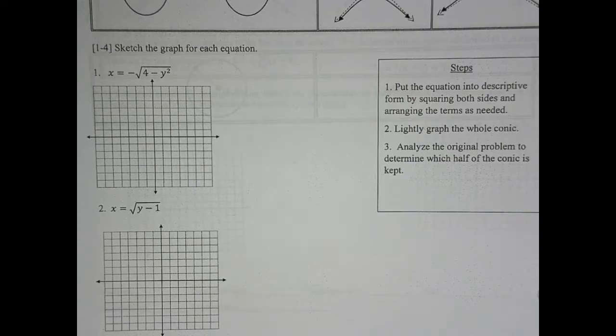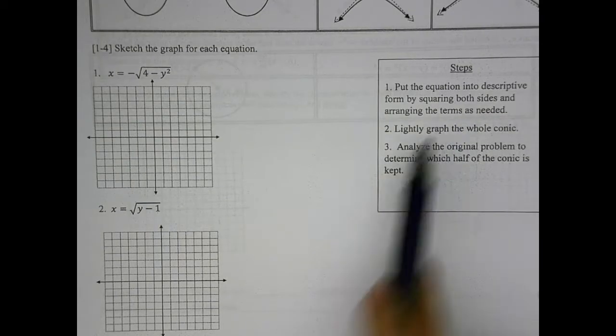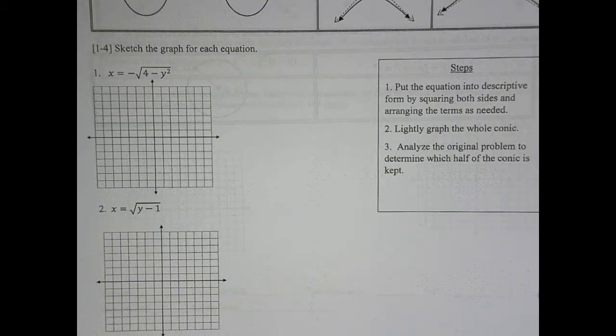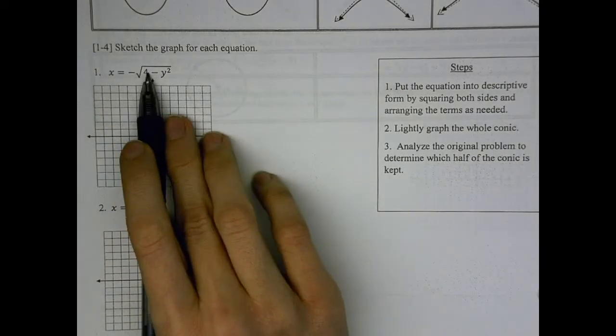Okay, so we've got some steps off to the side here just to remind ourselves of how we do a half conic. We start by making sure that we've put the equation into its descriptive form. And we do that by squaring both sides, and then we rearrange the terms however we need to in order to be able to see better either the parabola, the circle, the ellipse, or the hyperbola that is contained within this half conic. Okay, so first up, we are going to square both sides.